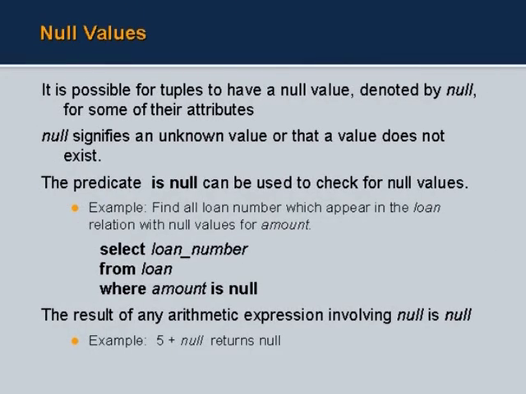I think this is the last topic for the day, which is null values. It's possible for an attribute of a tuple to have the special value null. What is null? It basically is a value that does not exist. It's a special value that indicates I don't know this value or the value does not exist. The actual interpretation depends on the particular schema and the designer. It could mean any of these.